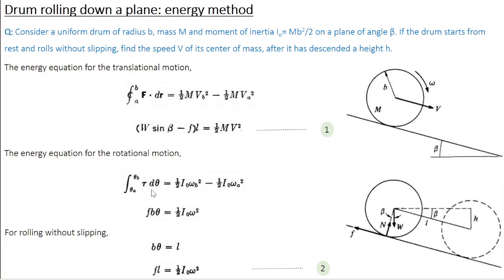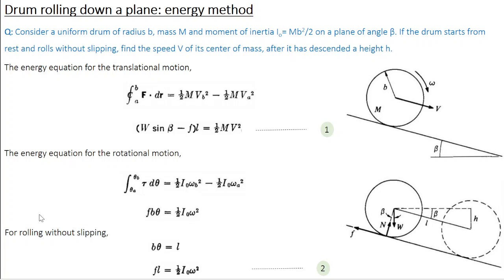And the total work done is nothing but the total torque multiplied by the total angular displacement. So let's say the total angular displacement is theta. And what is the total torque? Torque is nothing but force multiplied by perpendicular distance. So the force is F and the perpendicular distance is nothing but the radius of the drum, which is B. So the total work is Fb multiplied by the total angle theta. This is equal to half I naught omega square.